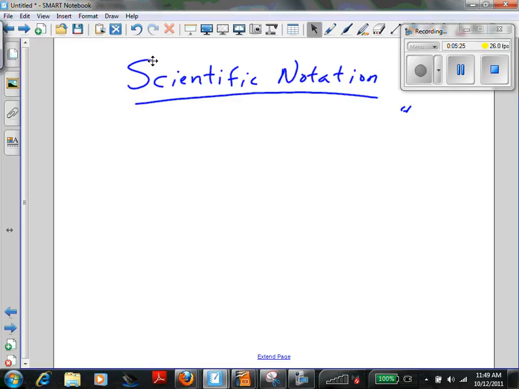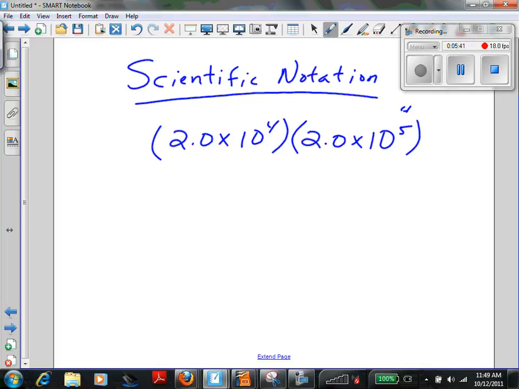We then have multiplication and addition. I'll give you a little thing to help you. If you have exponents like this, if I have 2.0 times 10 to the 4th, and I'm going to multiply it by 2.0 times 10 to the 5th, when you multiply numbers together, the exponents get added together.